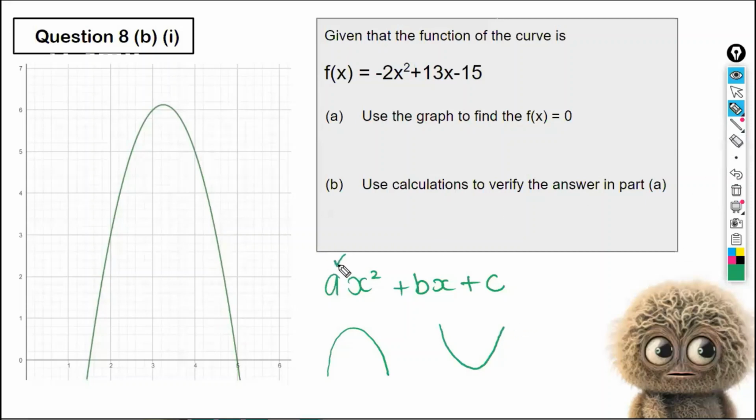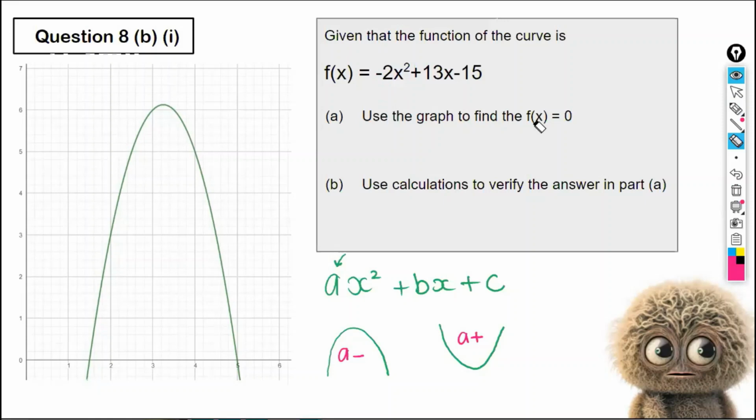A is always the item, provided that y is the subject, right? A is the one touching x squared. Anytime A is positive, you always get a smiley face. If A is negative, you always get what? A sad face, right? A frowny face, however you want to view it. So in this particular graph, you all notice it's a frowny face, a sad face. And it actually makes sense because look at the quadratic equation. Isn't A in today's question a negative value? It's -2, right? So I'm not too sure if that's going to help us with the rest of the question. I just thought I'd probably mention it, okay?